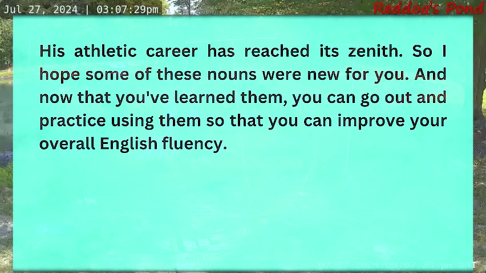His athletic career has reached its zenith. So I hope some of these nouns were new for you. And now that you've learned them, you can go out and practice using them so that you can improve your overall English fluency.